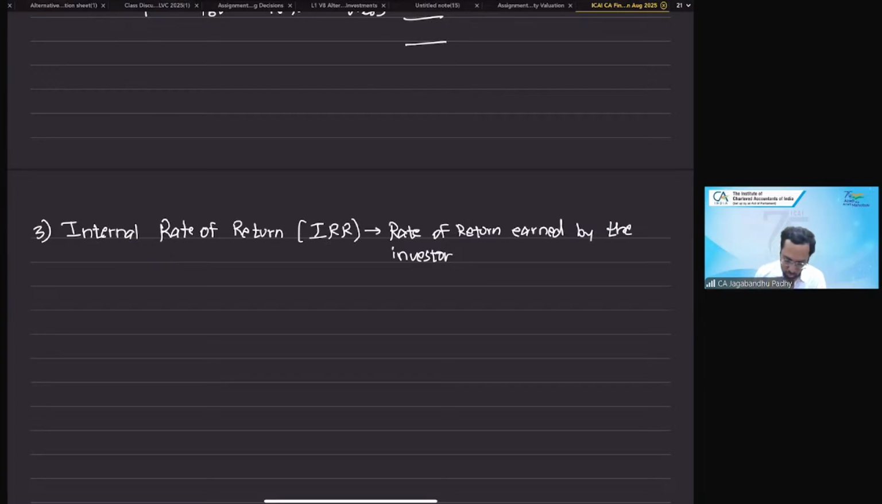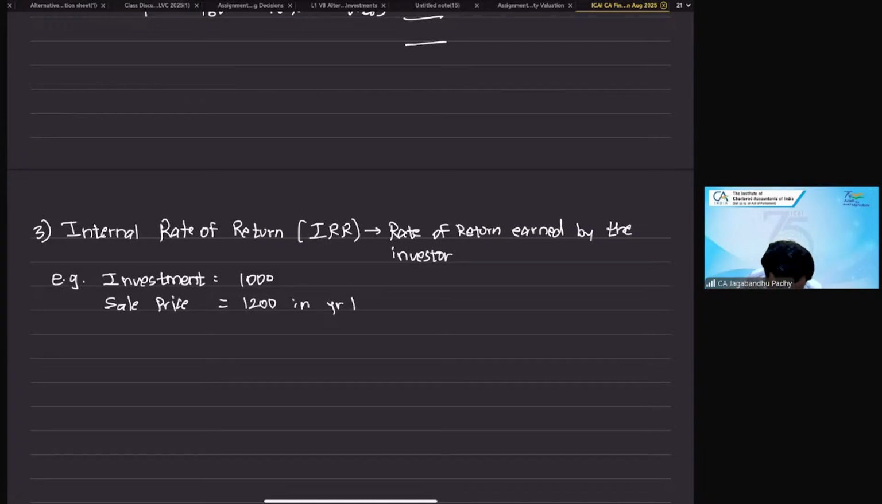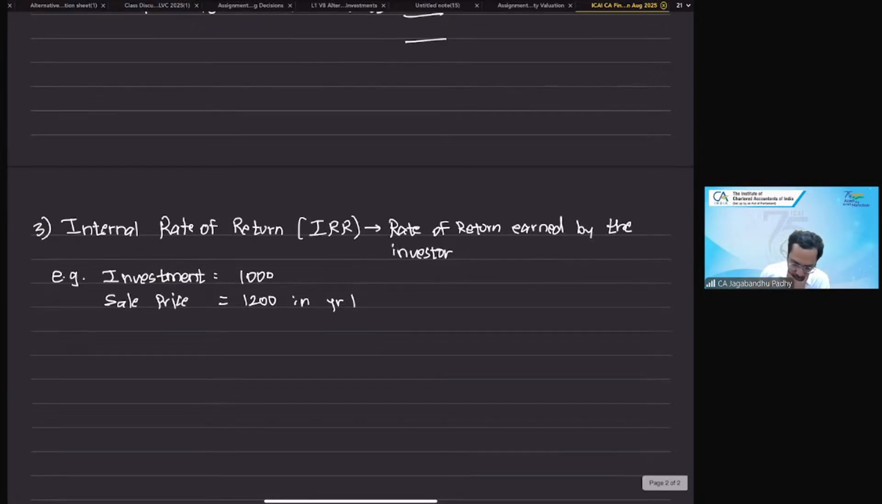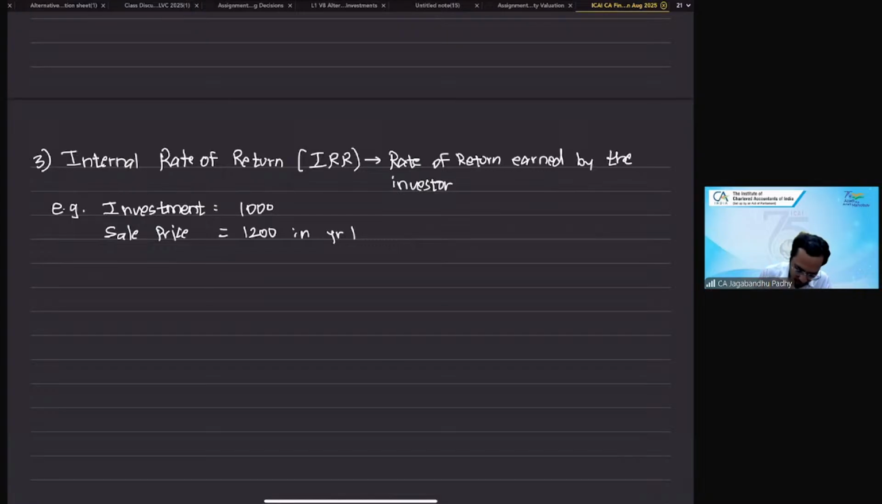So here, let us say, for example, we make an investment of 1,000, and we sell the security for a price of, let's say, 1,200 in year one. So let's say the investment is 1,000 and the sale price is 1,200 in year one. Okay. So can you tell me what's the rate of return that we have earned?